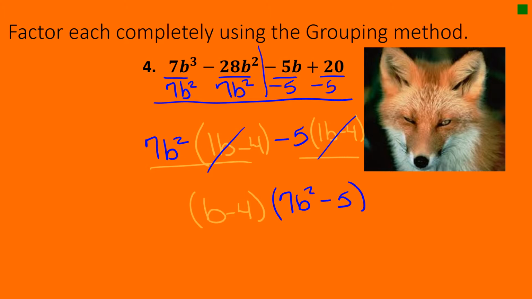7b squared minus 5. The fact that that's squared is a red flag. It says double, triple, check, check. But 7's prime, 5's prime, they're not perfect squares, so I am done. I am done.